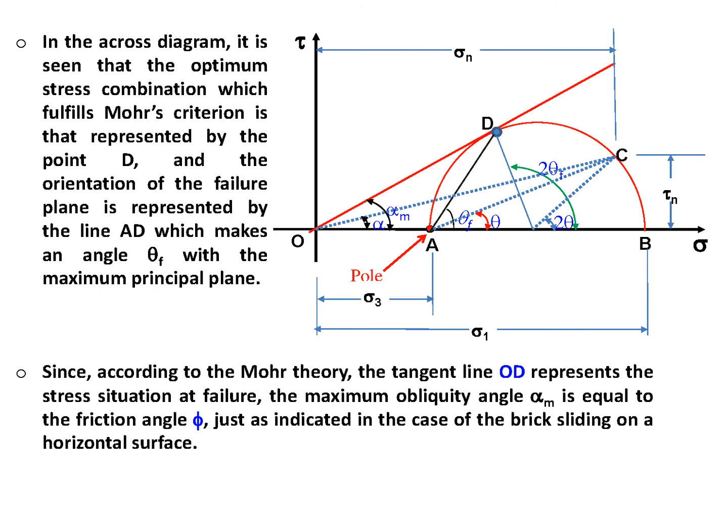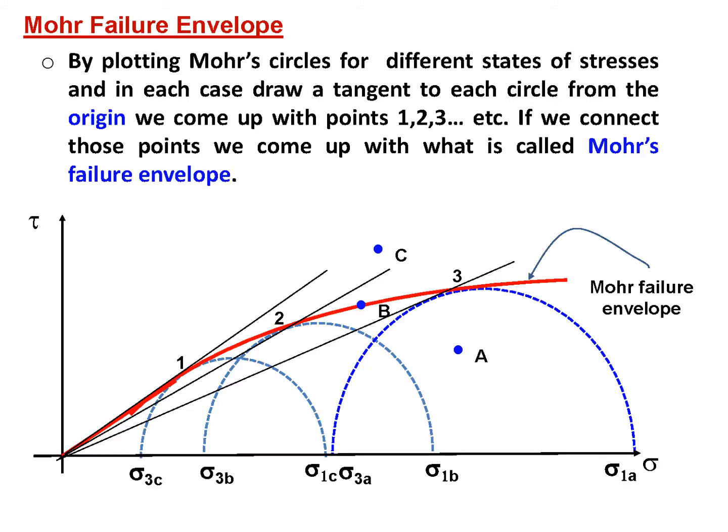So you would find some more detail of this Coulomb, this Mohr failure theory on these slides, and then Mohr's failure envelope. You can see here that by plotting Mohr circles for different states of stresses, and in each case drawing a tangent to each circle from the origin, we come up with points 1, 2, 3. If we connect these points, we come up with what is called Mohr's failure envelope. So this is the Mohr failure envelope, this one.